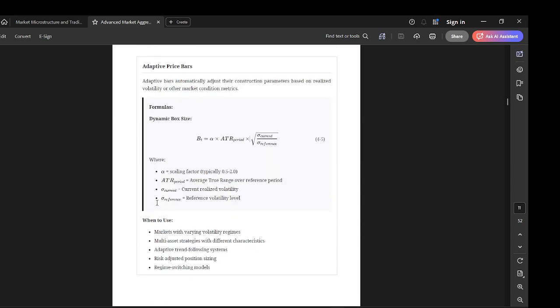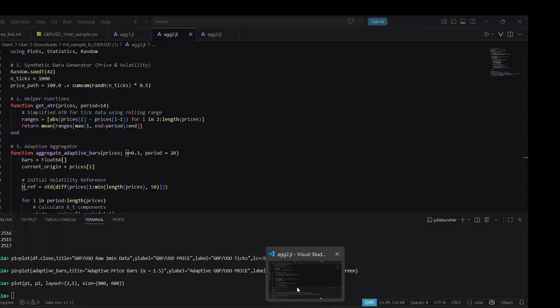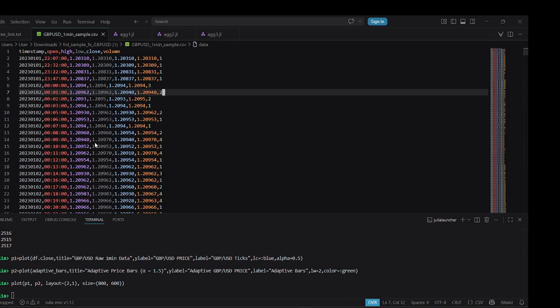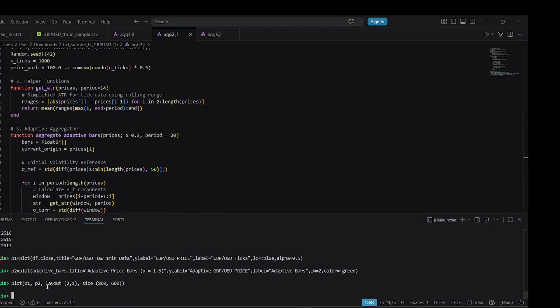Now, let's look at an adaptive price bar on real actual market data. So here I have, as usual, my GBP USD 1 minute tick data. Now what I'm going to do is aggregate this using the adaptive price formal description, which I already wrote up the code for at the top. I'm not going to get into it, maybe one day in the future.